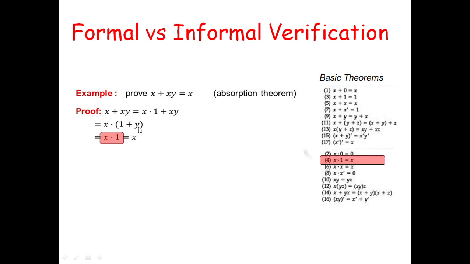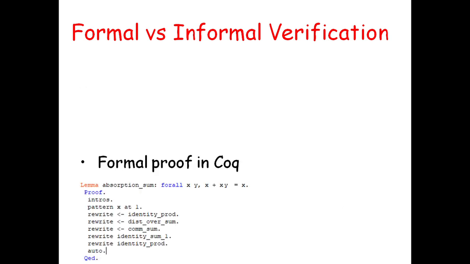And this 1 plus y has been replaced with 1, even though there should be an additional step which I will highlight here in the formal proof. So 1 plus y is replaced with 1, so we get x dot 1 here, and this x dot 1 is then replaced with x because we have a theorem for this, and we complete the proof.